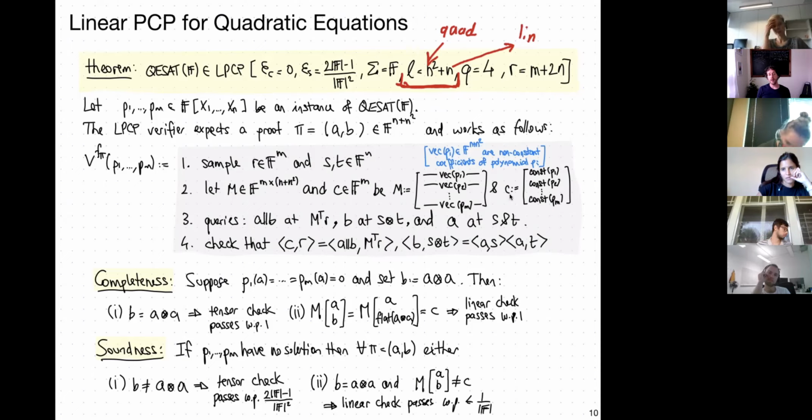And before I pause for questions, just to say what we're going to do in the next 5 to 10 minutes is just to show how we can use the linearity testing that we had before in order to remove this annoying linearity constraint and talk about a bona fide PCP. Any questions?